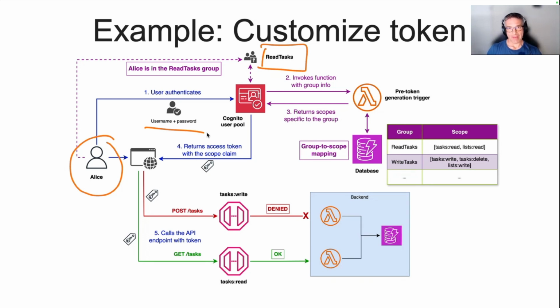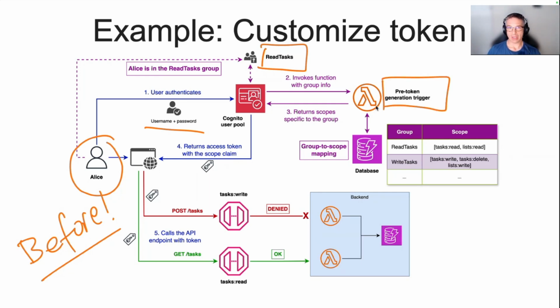And after that happens, after the user pool ensures that Alice is actually Alice, but before the tokens are issued, we can interrupt that process with a pre-token generation Lambda function. So at that point, Cognito can invoke that pre-token generation trigger function.